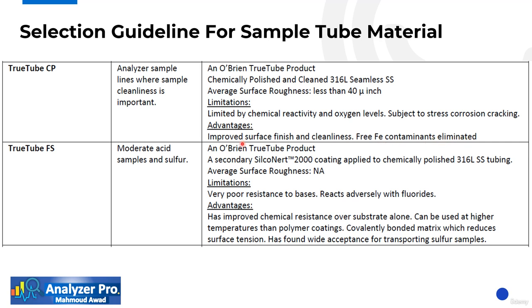The TrueTube FS is also an O'Brien TrueTube product where a secondary Silconert 2000 coating is applied to chemically polished 316L stainless steel tubing. It is limited by very poor resistance to bases. Reacts adversely with fluorides. Its advantages are improved chemical resistance over the substrate alone. Can be used at higher temperatures than polymer coatings. Covalently bonded matrix, which reduces surface tension. Has found wide acceptance for transporting sulfur samples.